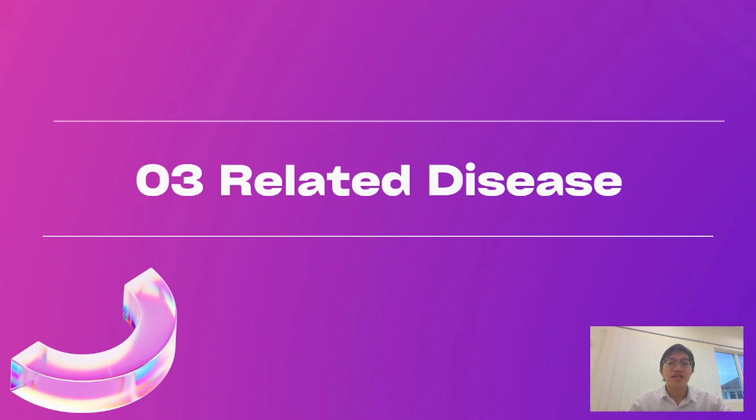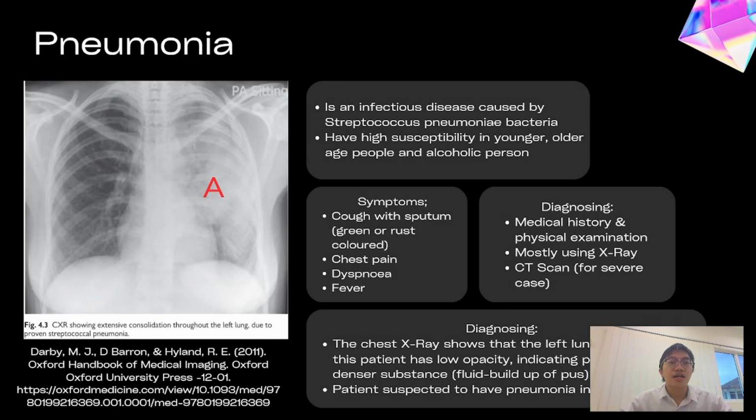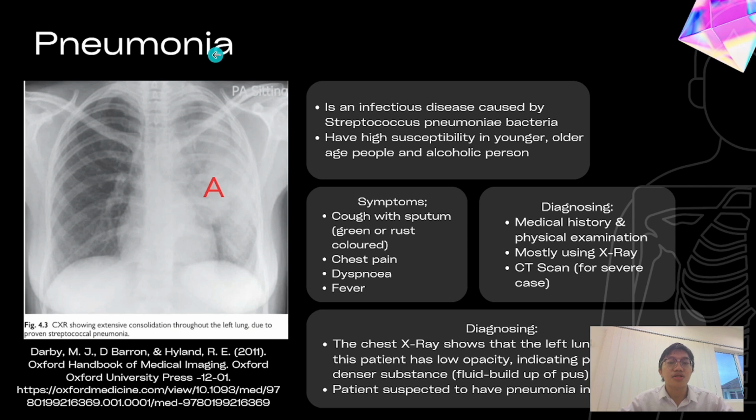Now for the related disease, in this case, I chose pneumonia as the disease. Pneumonia is an infectious disease caused by Streptococcus pneumoniae bacteria. It has high susceptibility in younger or older people, as well as alcoholic persons. One of the symptoms of a patient with pneumonia is cough with sputum or mucus that is typically green or rust colored. They might have chest pain, dyspnea, or fever.